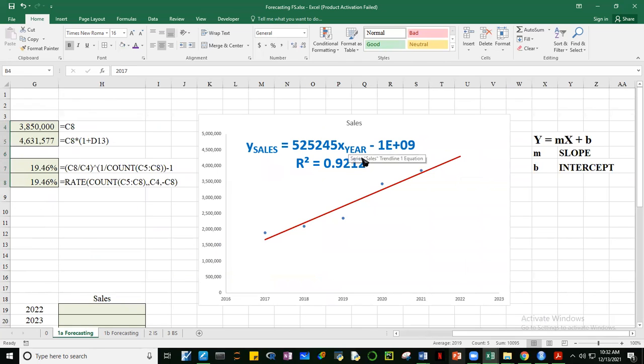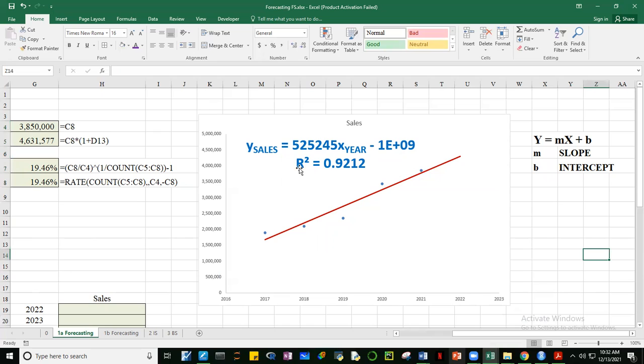Well, alam natin yung equation, no? 525,245 times X year minus this amount. Okay? So yung X year na yan, guys, kung gusto natin i-predict yung 2022, i-replace mo yung X year ng 2022 nito. Kung 2023, i-replace mo yung X year by 2023 and carry on the equation.